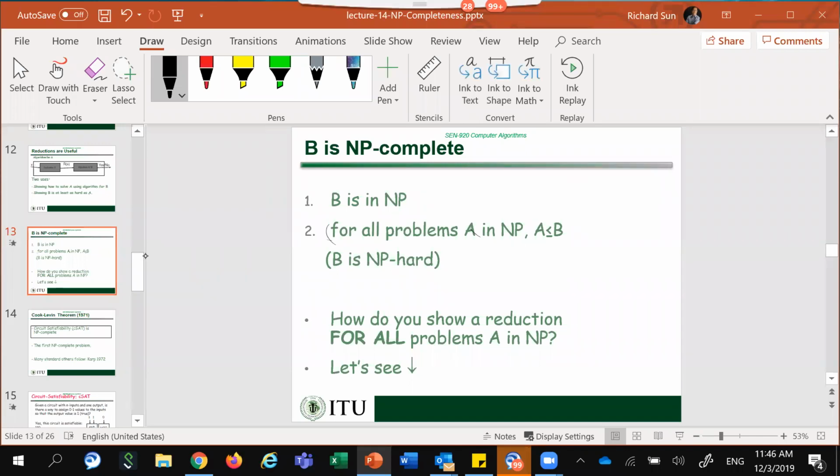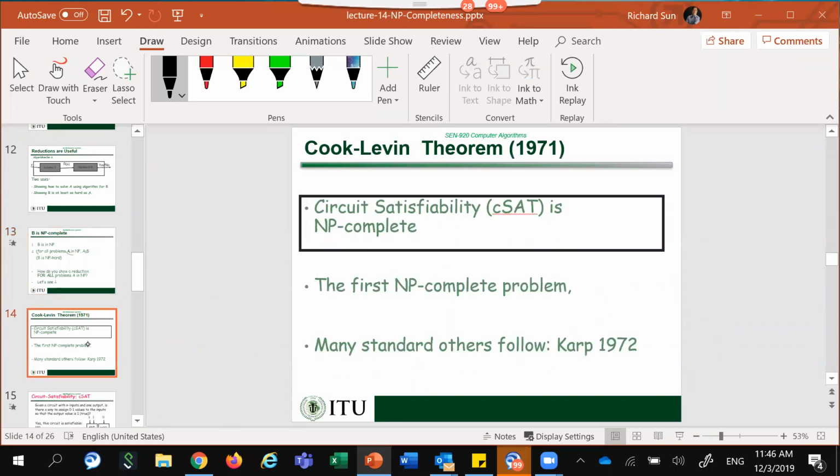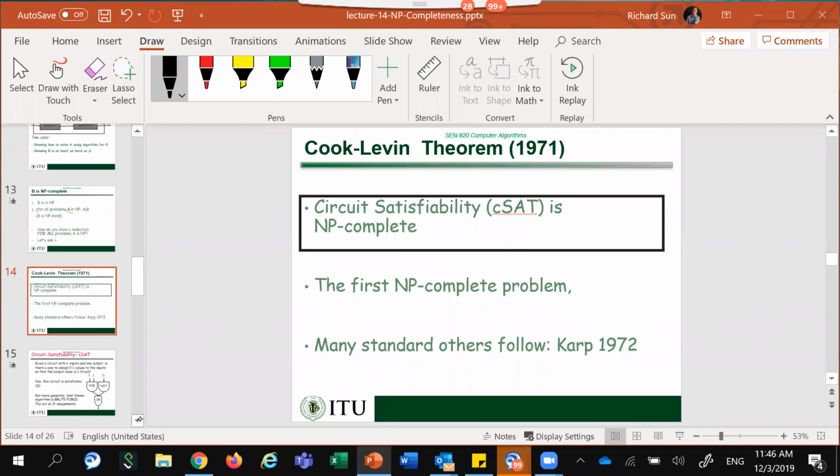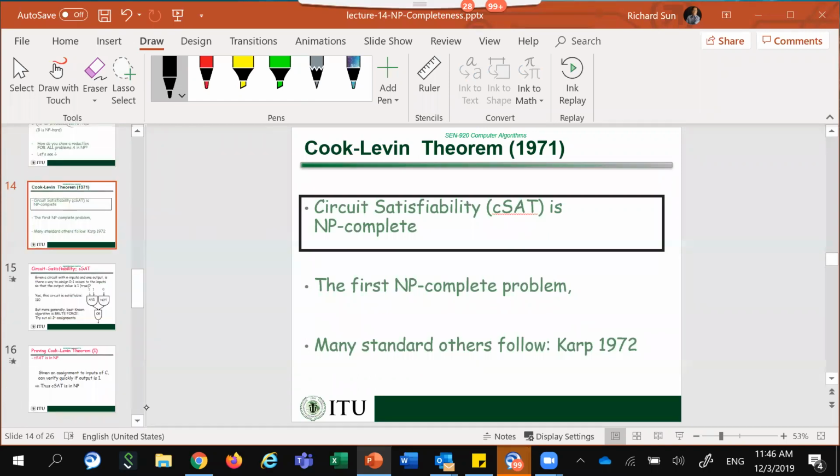The second thing you need to prove is that for all the problems in NP, the problem in NP can be polynomial time reducible to B, meaning B is at least as hard as A. So how do we show that all the NP problems can be reduced to B? That's the next question. How do you prove that all the problems in NP are polynomial time reducible to an NP complete problem?